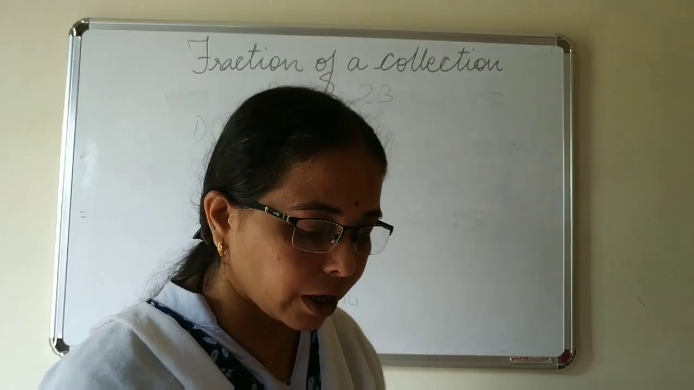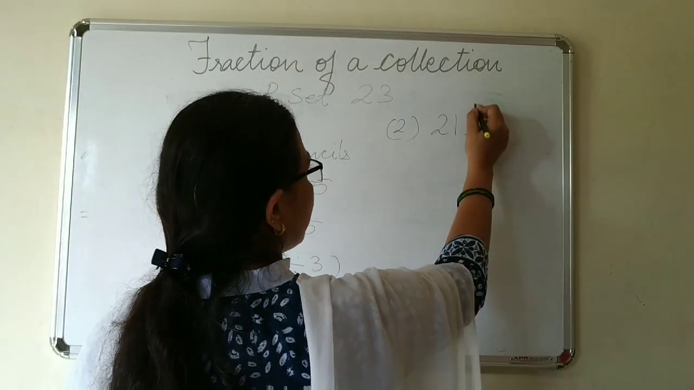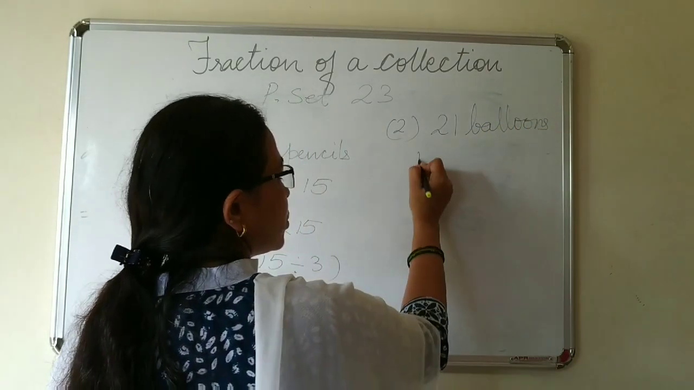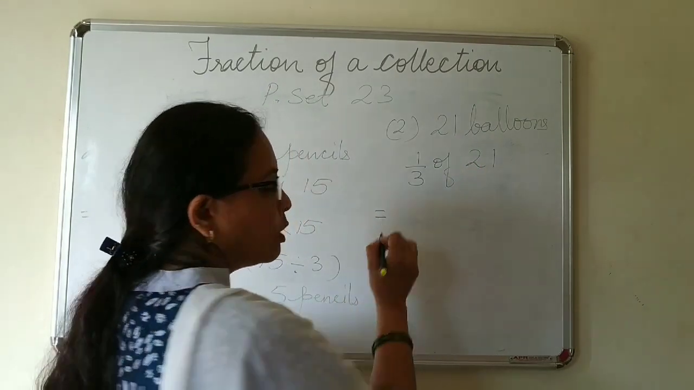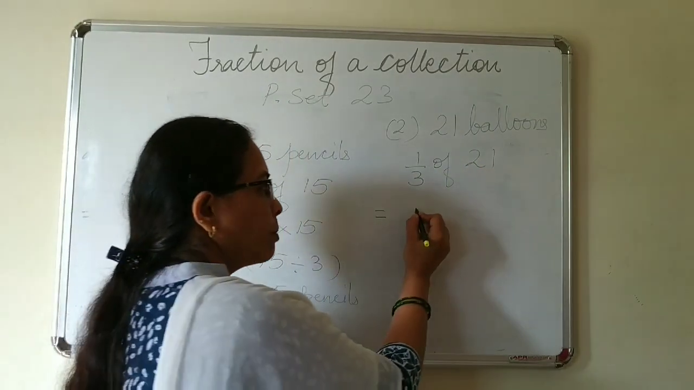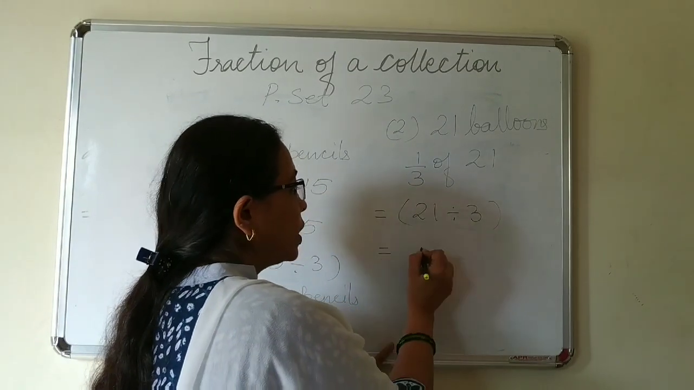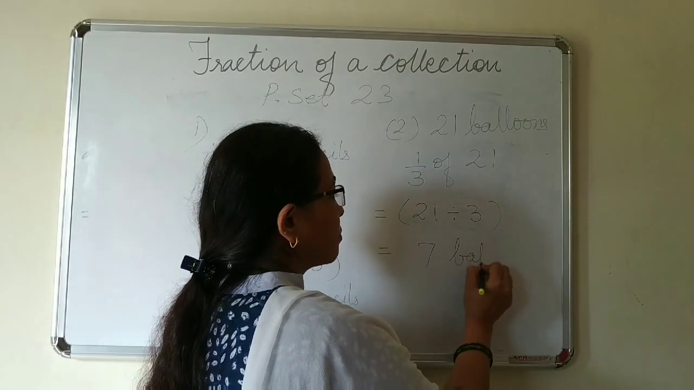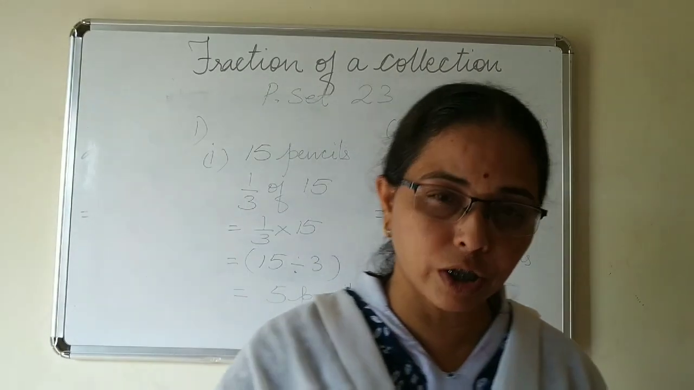21 balloons are there, so 1/3 of 21. Second sum, 21 balloons. So you will find 1/3 of 21. 21 divided by 3, you will get 7 balloons. Okay, further, you do all those sums.